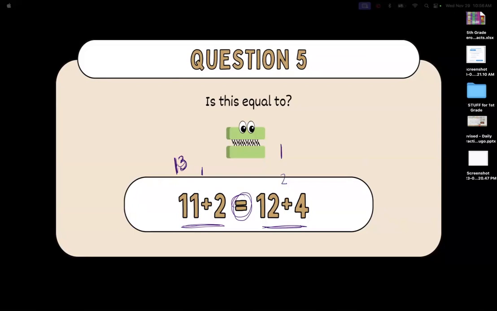No worries. Okay. So 12 plus 4 is going to be 16. So 13 and 16 are not equal. So the way it looks is like this. See, it's not equal. You cross out the equal sign. It says it's not equal.